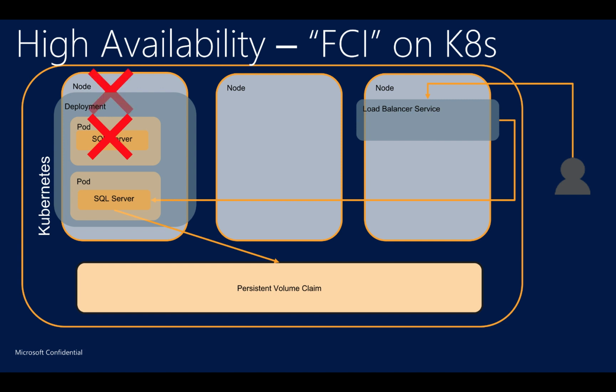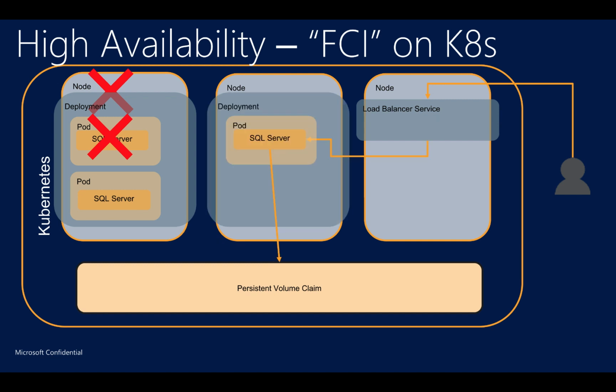Now, if the entire Kubernetes node were to fail for some reason, then Kubernetes would deploy a new SQL Server pod on a different node. The service would be updated, and the pod would just use that same persistent volume claim to mount to shared storage. And this pattern is very similar to the failover cluster model that you might see using something like Windows Server or even Pacemaker on Linux VMs.